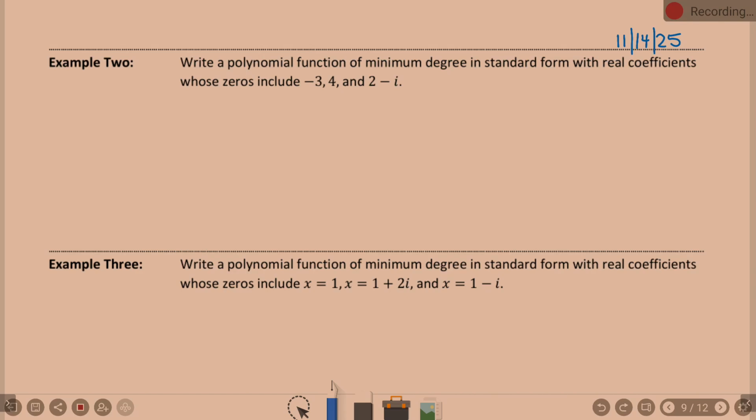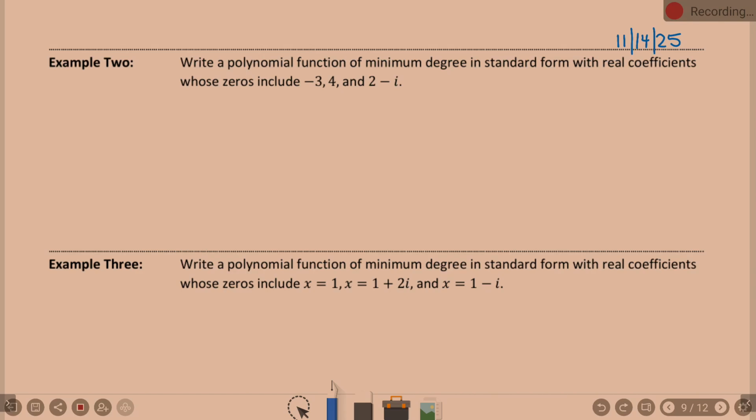In standard form, it means it needs multiplied out, with real coefficients whose zeros include -3, 4, and 2 minus i. So as we start thinking about this, we have zeros of -3 and 4. We know how to put those into factors, right? 2 minus i we can do something similar with. What's the catch here? Do we remember the catch?